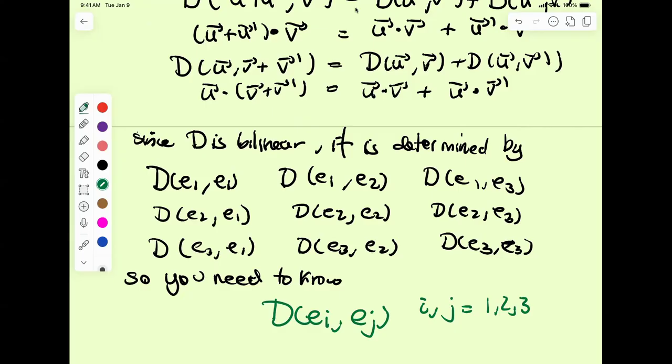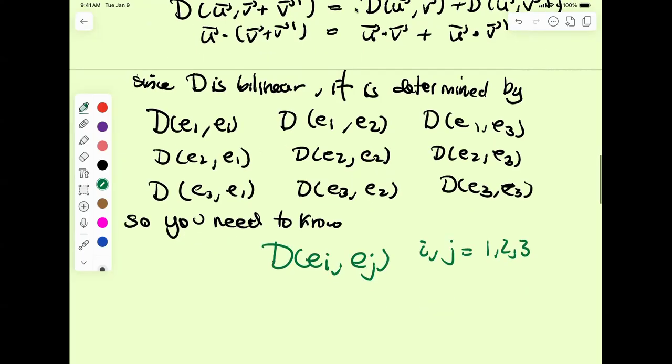Is that making sense? Is everyone with me up to this point? So what I'm saying is that from this perspective, the dot product itself is a tensor. The map itself is a tensor. So D, the dot product, as a multilinear map, as a bilinear map, is a tensor.